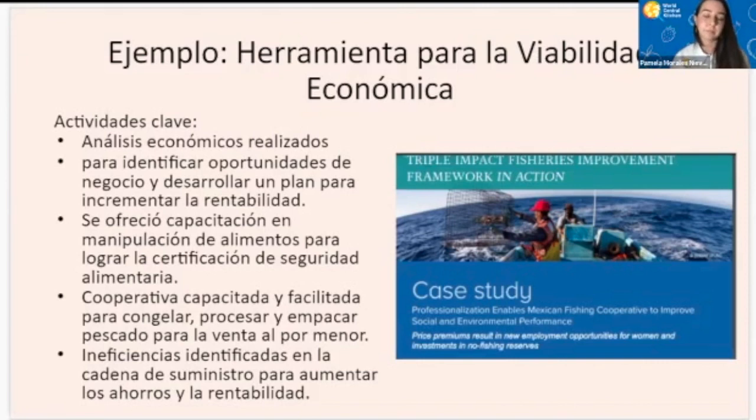So there are some organizations that work on this economic viability piece.